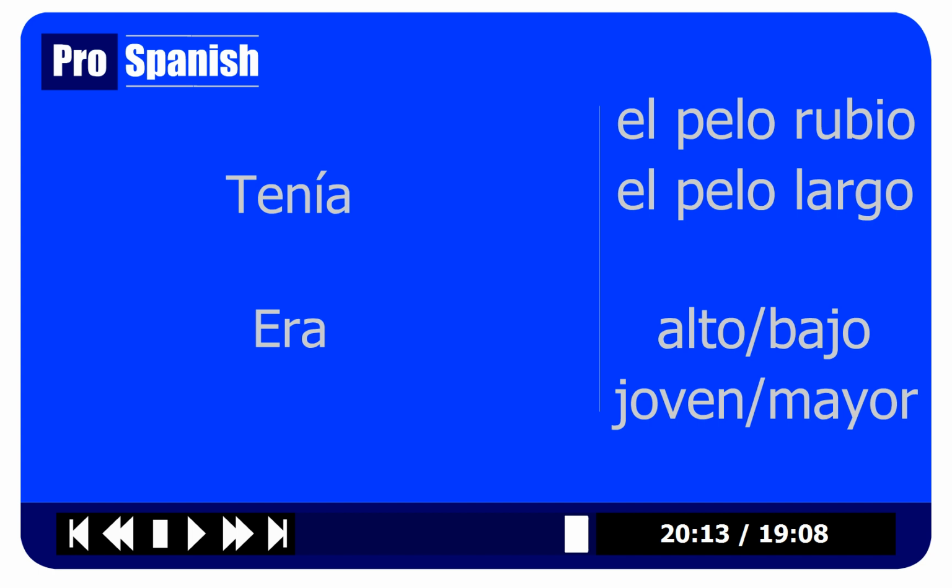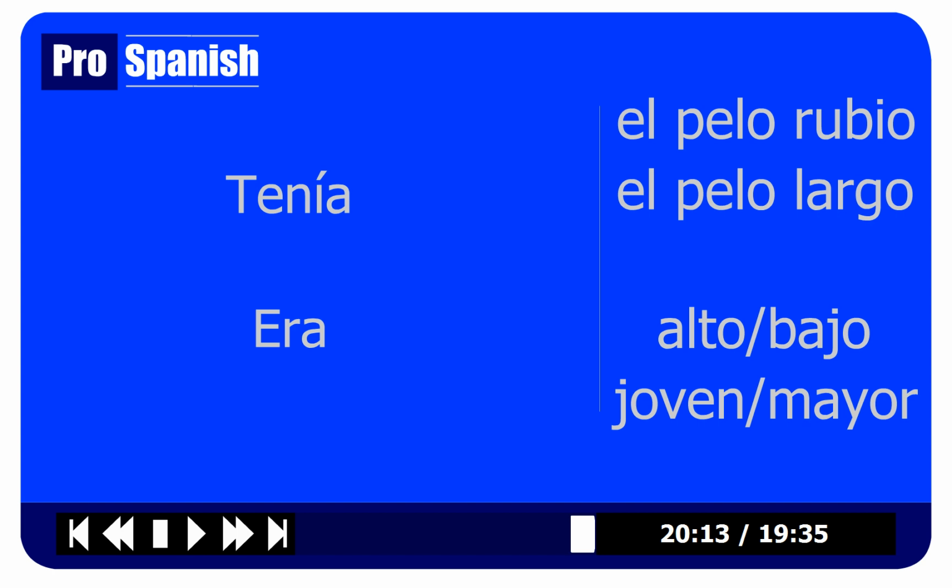Anyway, how would you say he was young and he had blonde hair? Era joven y tenía el pelo rubio.